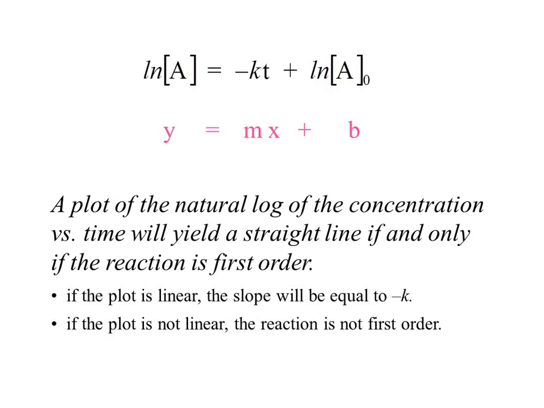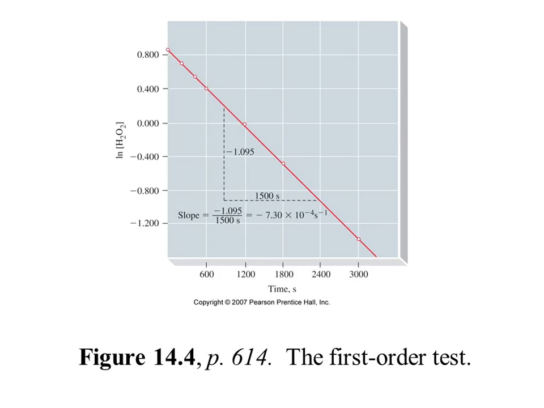So the point here is if you plot the natural log of the molar concentration versus time, and it's a straight line, then it's first order. And remember, maybe you don't remember, but to judge whether it's straight or not, you can use the correlation coefficient. It should approach negative 1. So there's an example of that.